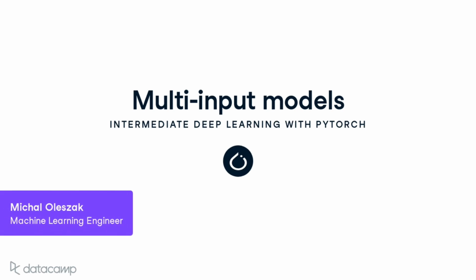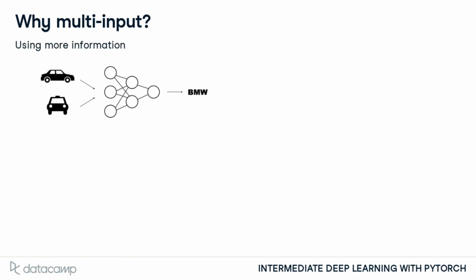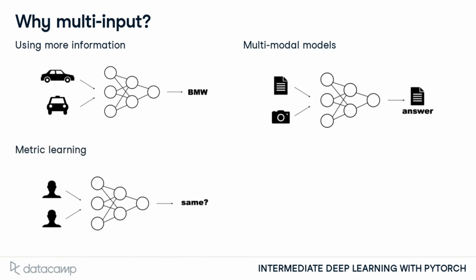Let's learn to build multi-input models. Multi-input models, or models that accept more than one source of data, have many applications. First, we might want the model to use multiple information sources, such as 2 images of the same car to predict its model. Second, multi-modal models can work on different input types, such as image and text, to answer a question about the image. Next, in metric learning, the model learns whether 2 inputs represent the same object.